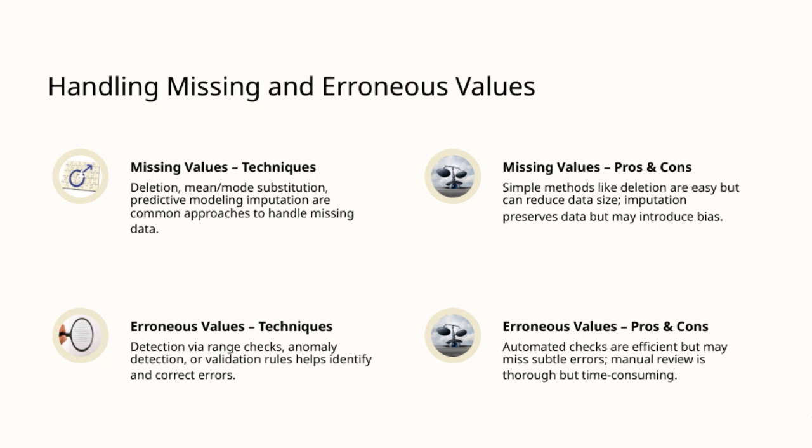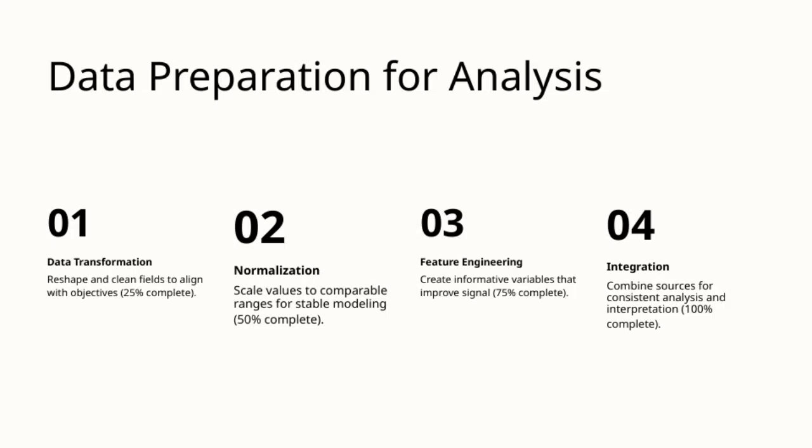Speaking of techniques for handling missing data, common approaches include deleting incomplete records, replacing missing values with the mean or mode, or using predictive modeling to estimate the missing data. Each method has its place, depending on the context and the nature of the data. Ultimately, understanding and properly managing missing and erroneous values is crucial for maintaining data integrity. It ensures that the insights we draw are accurate and trustworthy, which ties directly into our overall goal of high-quality data analysis.